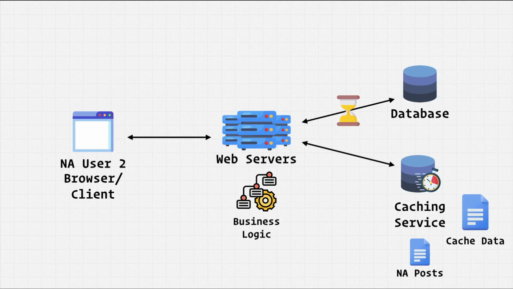And then the caching service will send these posts back to the web server, but it will send a copy. Because again, we might be getting these requests to our caching service hundreds of thousands of times. So our web server will retrieve those NA posts and it will just send that back to the client. And we skipped having to go through that long and latency intensive process of communicating to our database. This is the main benefit of adding a caching service to our system.